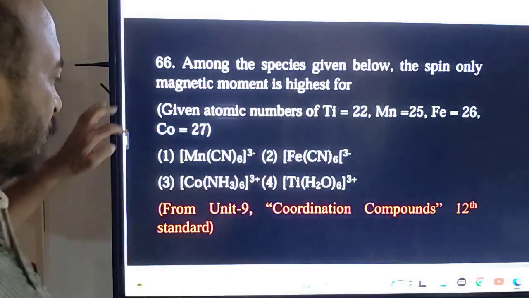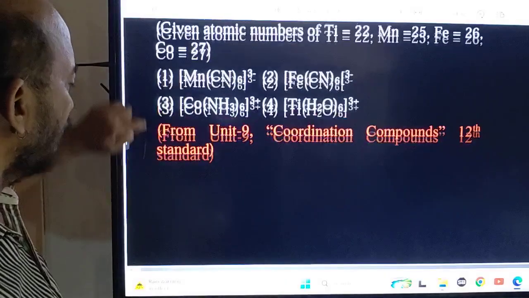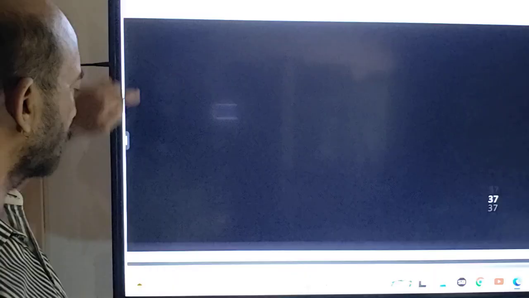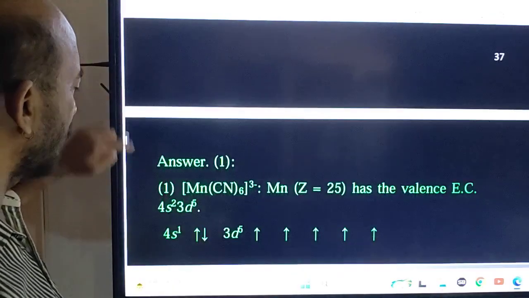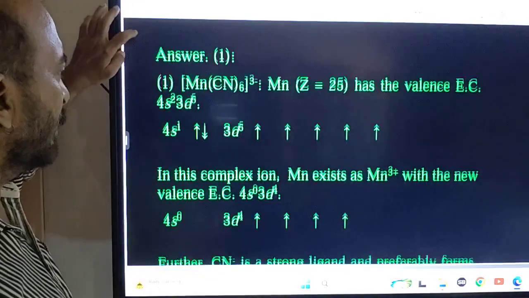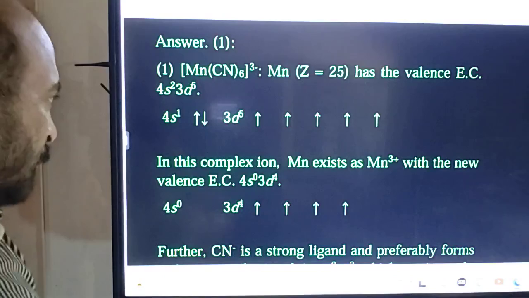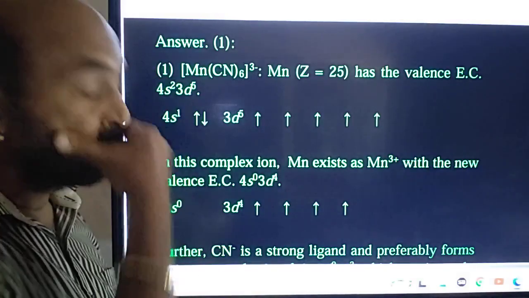Four complexes are given. We have to find out the magnetic moment or number of unpaired electrons in each case. Greater the number of unpaired electrons, greater will be the magnetic moment. First case, manganese, [Mn(CN)6]3-. For that, they have provided the atomic number of manganese.